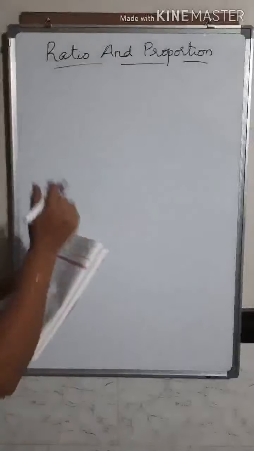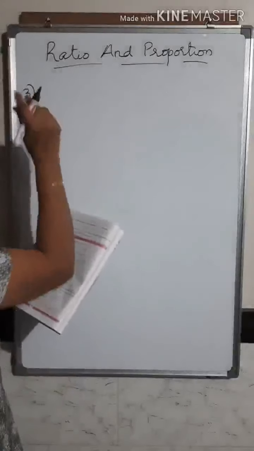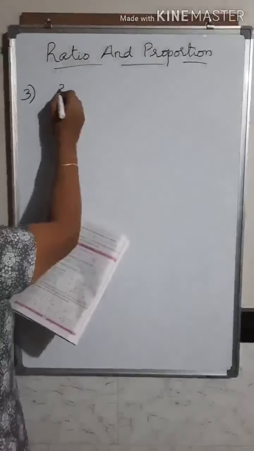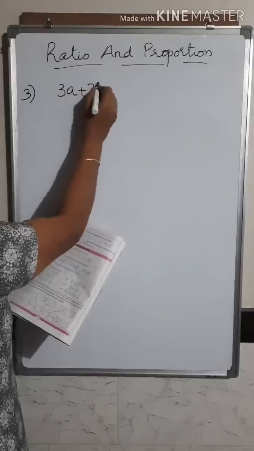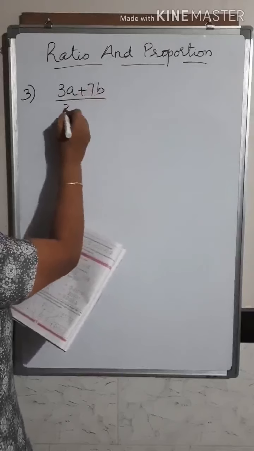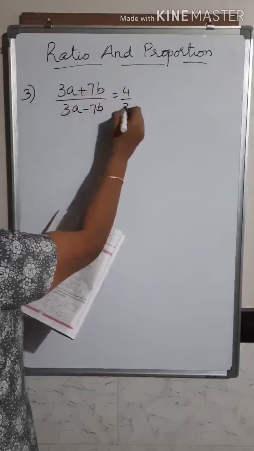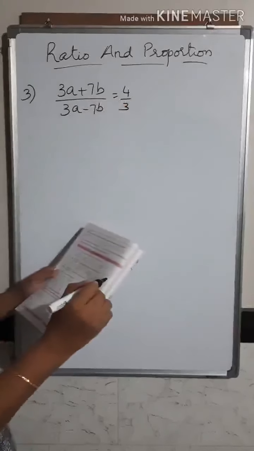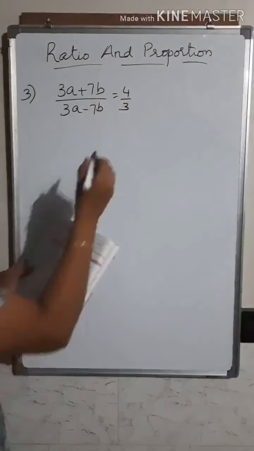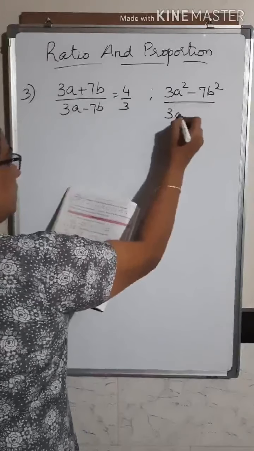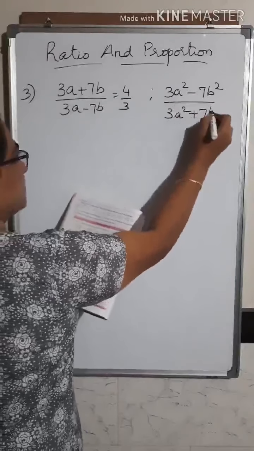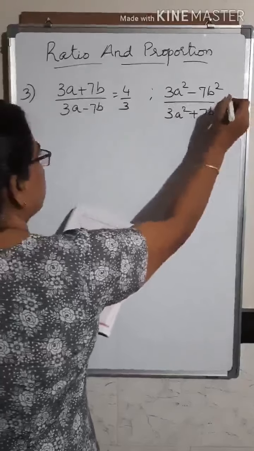Now in the third problem, question number 3, only one sub question is there. You have got (3a plus 7b) upon (3a minus 7b) is equal to 4 upon 3. You need to find out the value of the ratio (3a square minus 7b square) upon (3a square plus 7b square). So this value you need to find out.